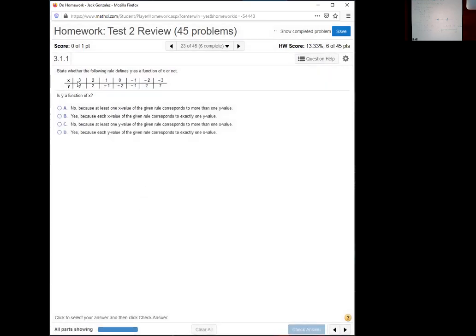Here's the same type of deal. Just look at the x's. Do the x's repeat? No, they do not. So that should be good. So yes, because each x value of the given rule corresponds to exactly one y value. Yeah, so here's the definition of a function. Should be B.